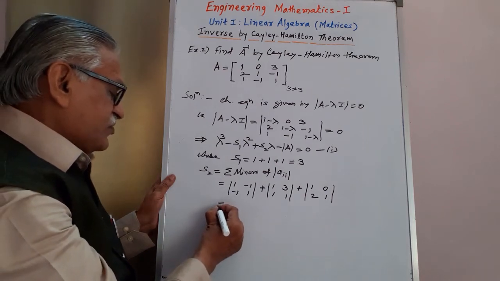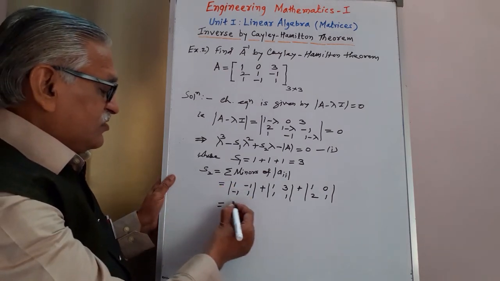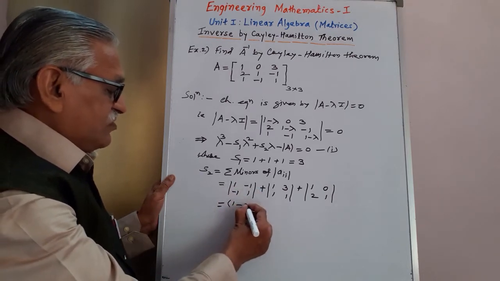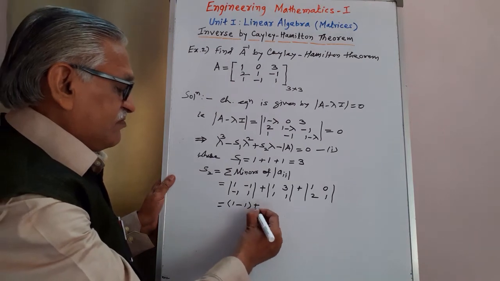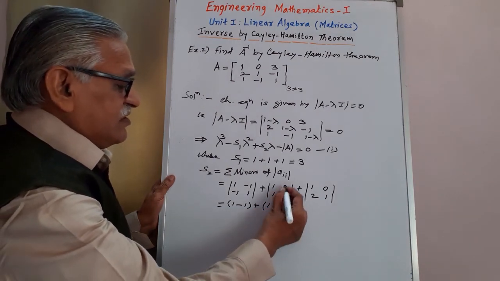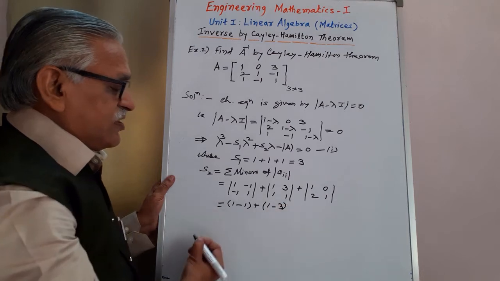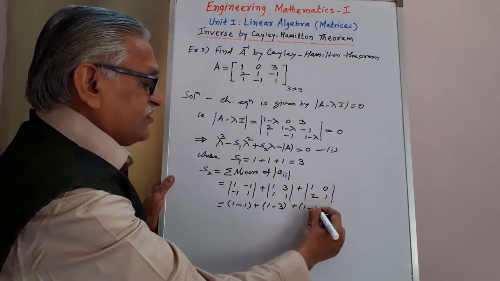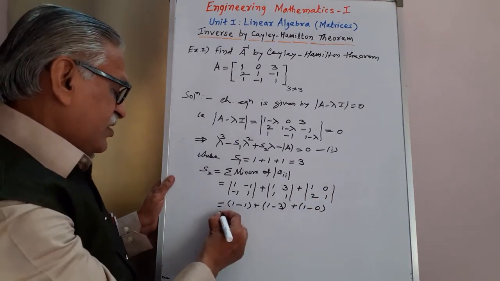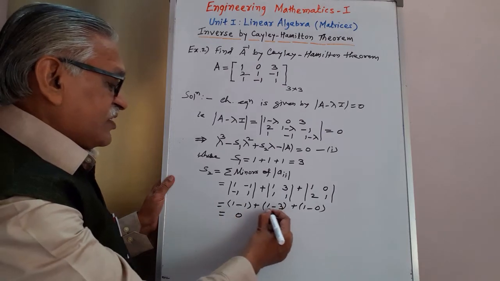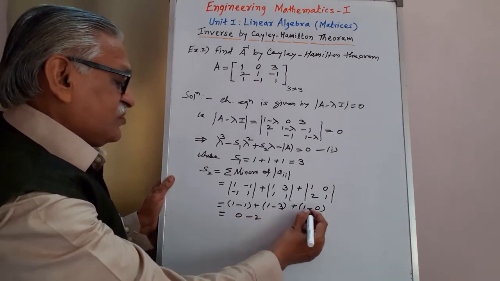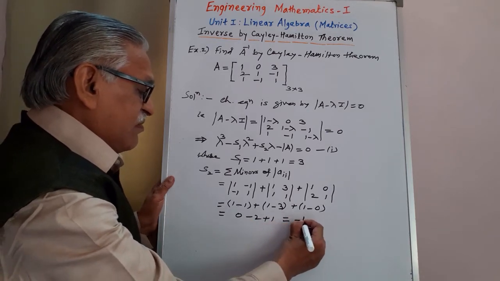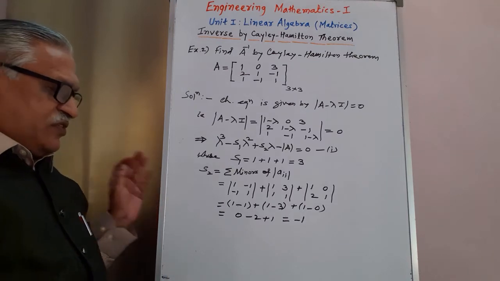And therefore, it equals finding the value of this determinant. 1 into 1 we get 1, minus 1, 1 into 1 is 1, minus 3 into 1, that product is 3, plus 1 minus 0, and therefore it is 0. 1 minus 3 we get minus 2 and plus 1, and therefore that value is minus 1. The value of S2 is minus 1. Now the determinant of A.